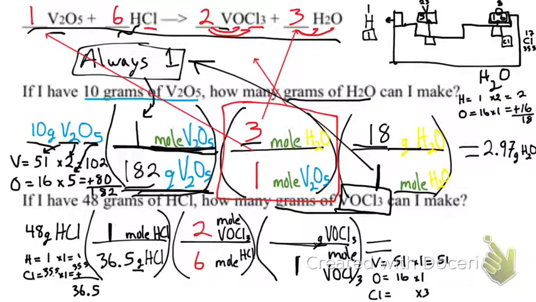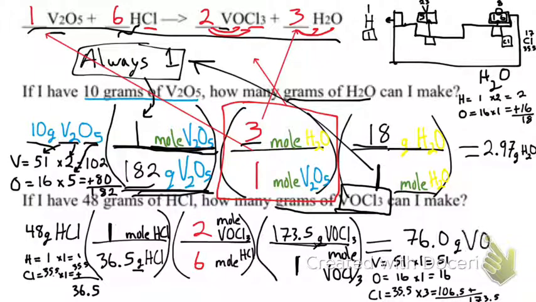Oxygen, as we determined in the previous problem, weighs 16. And I only have 1. And chlorine, as we determined in this problem a little earlier, weighs 35, and I have 3 of them, so that's 106.5. I add all those together, and I get 173.5. So V plus O plus 3 Cl's is 173.5. I multiply all those together, 76.0 grams of VOCl3.